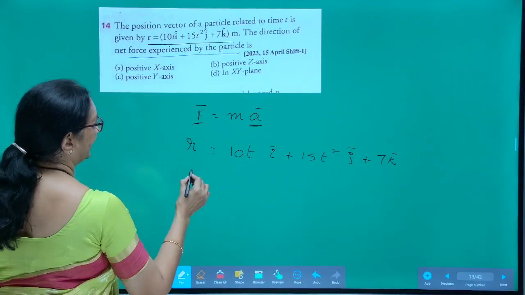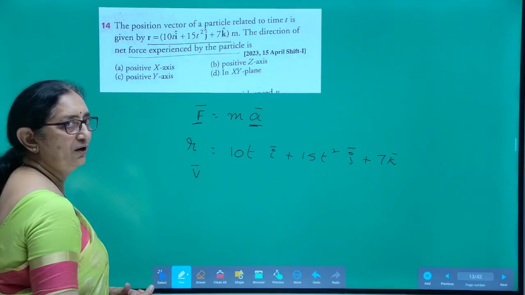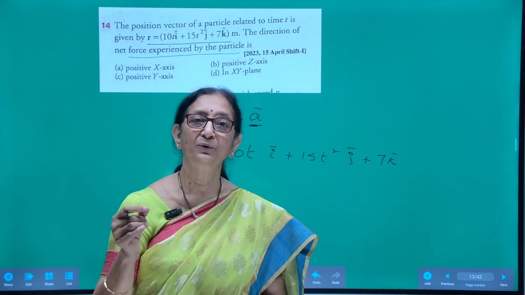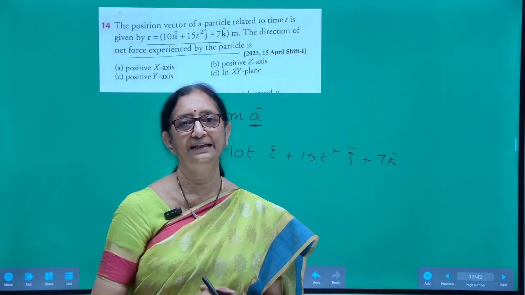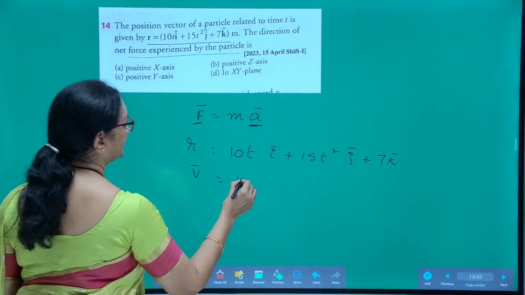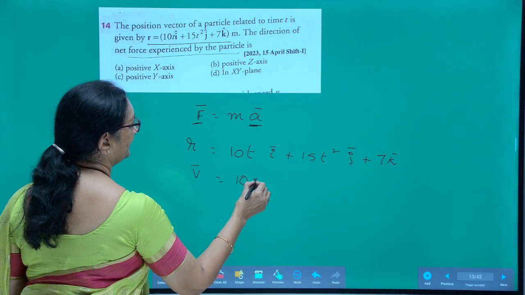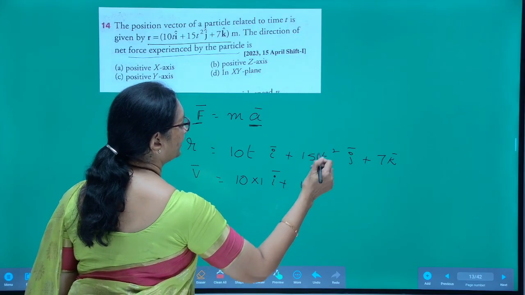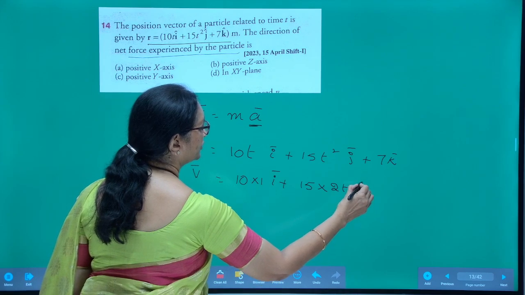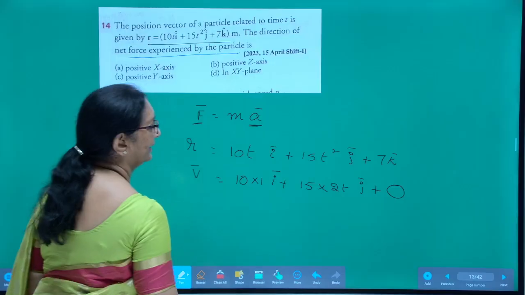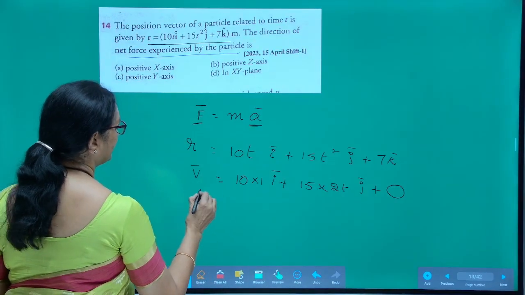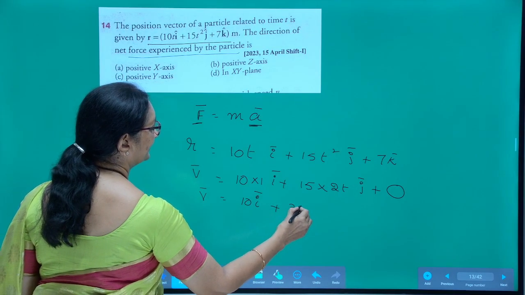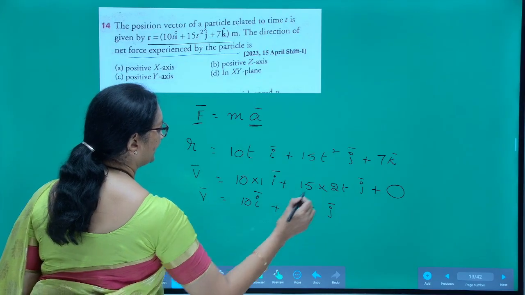If you differentiate this with respect to time, you get velocity. If you differentiate displacement vector or position vector with respect to time, you will be getting velocity. So, this is 10, derivative of t is 1, i plus 15, t² derivative is 2t, j plus constant derivative is 0. So, velocity vector is 10 i plus 30t j.